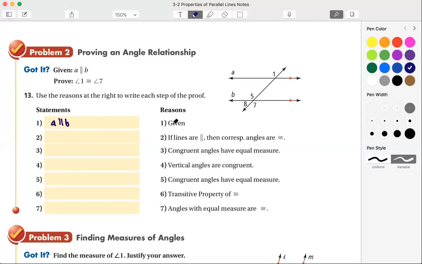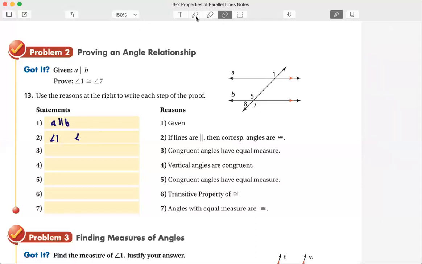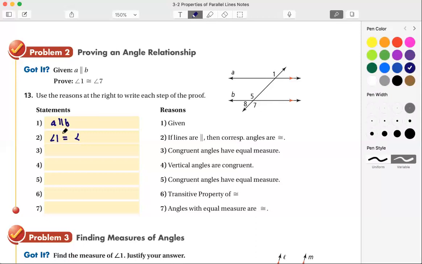It's given. If I know that from the diagram, how do I know corresponding angles? Which ones are corresponding angles? Well, the only corresponding angles I have labeled there are angle 1 and angle 5. So we say angle 1 is congruent to angle 5. Now, if two angles are congruent, then we know that their measurements are equal.